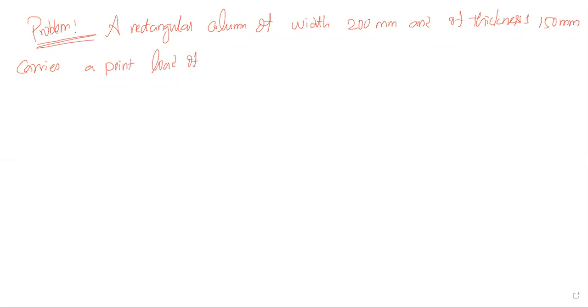A rectangular column of width 200 mm and of thickness 150 mm carries a point load of 240 kilonewton at an eccentricity of 10 mm, as shown in figure.